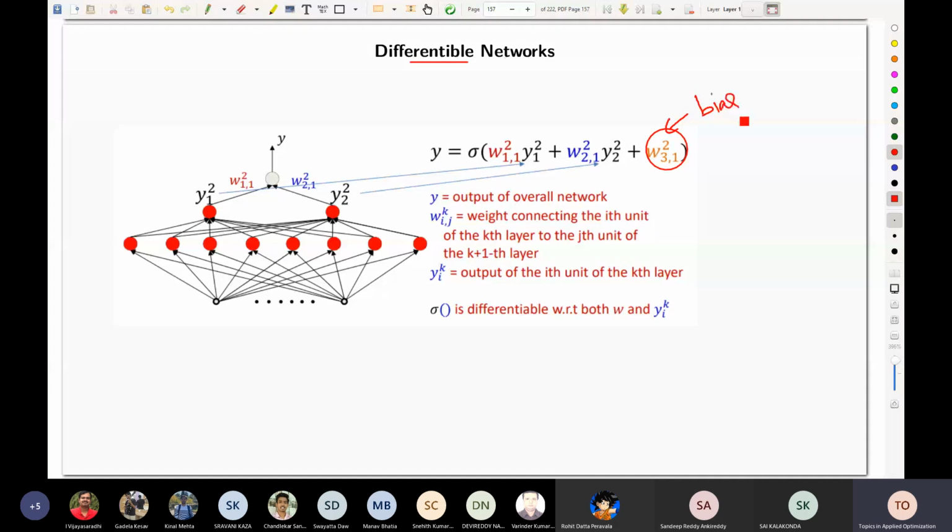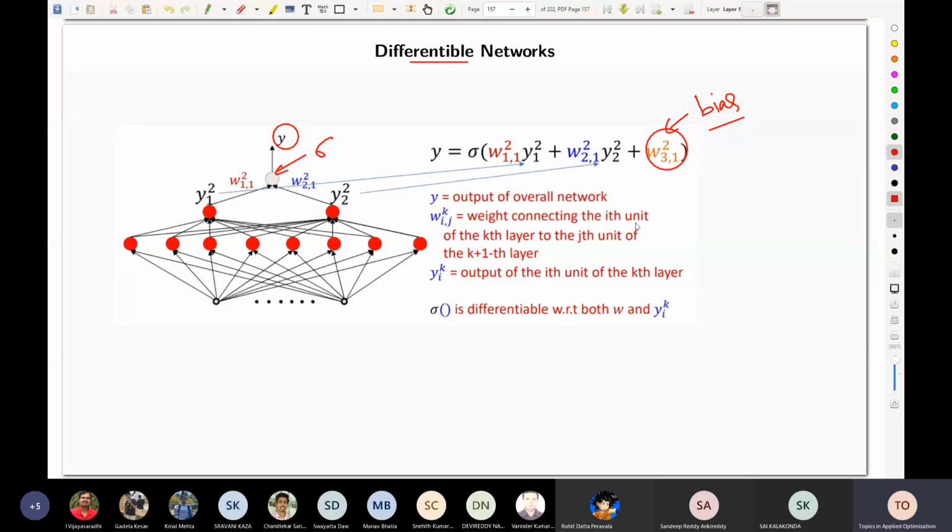Okay, so bias is also a weight. So that is feed in, and then we took a sigma here. We take a linear combination here, and then sigma, and then this is the output that we get. So in general, this is how at each layer the output is. Okay, so y here is the overall network output. So that's the final output.